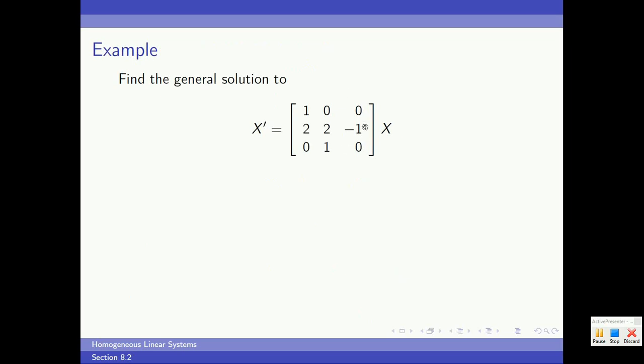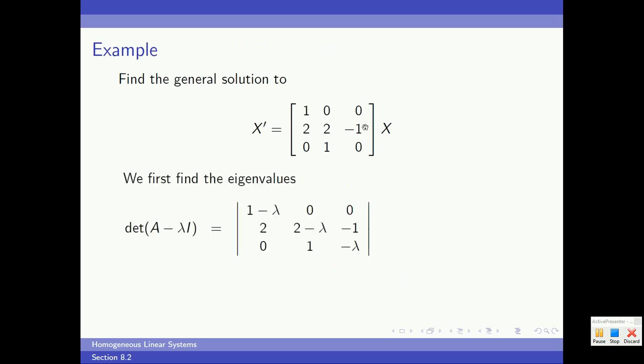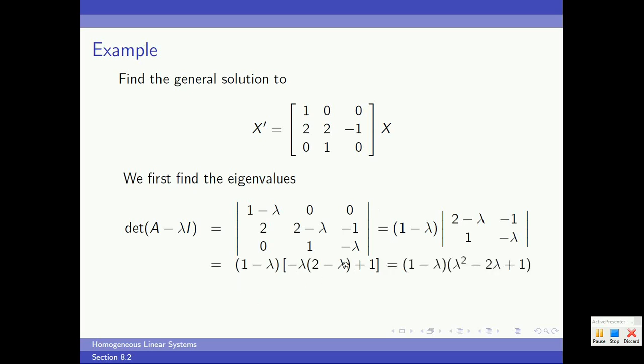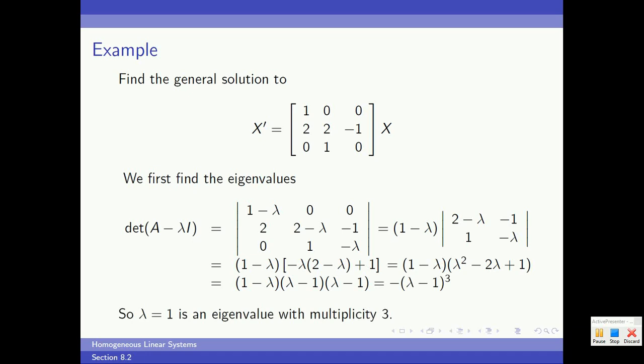Okay, so here's our matrix. Let's find our eigenvalues. Again, we want to find the determinant here. Go through just like what you always do. This one's simple because we have zeros across here. So then this is our system. We factor it out completely. And what we get is lambda equals 1 with a multiplicity of 3.